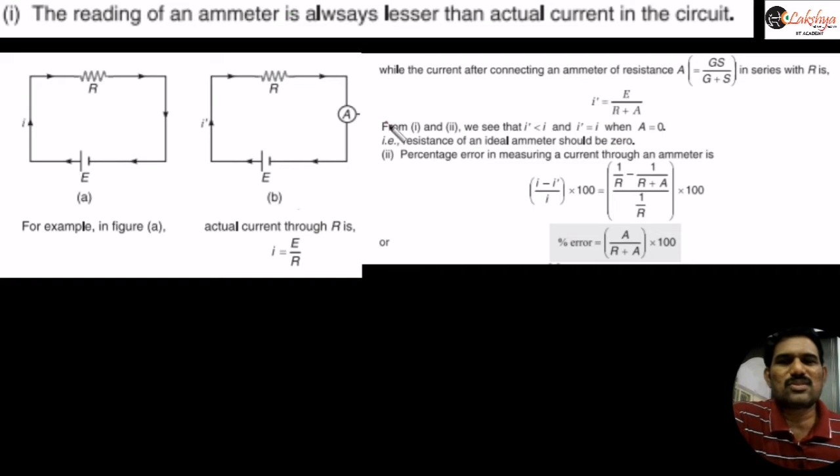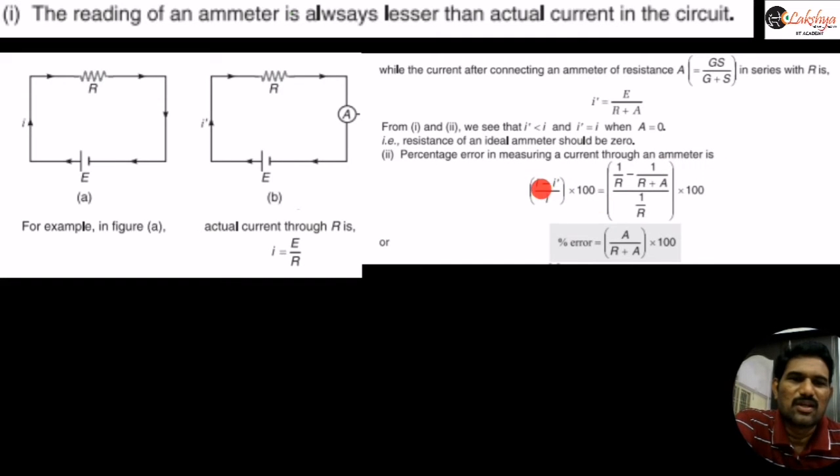That means if it has no resistance, that is the ideal case, then only it measures the accurate values. And now here we are calculating the percentage error in the measurement. The percentage error is nothing but (I minus I dash) by I into 100.